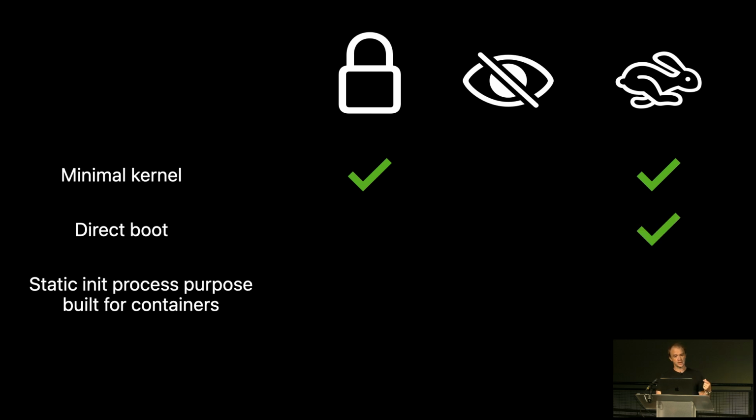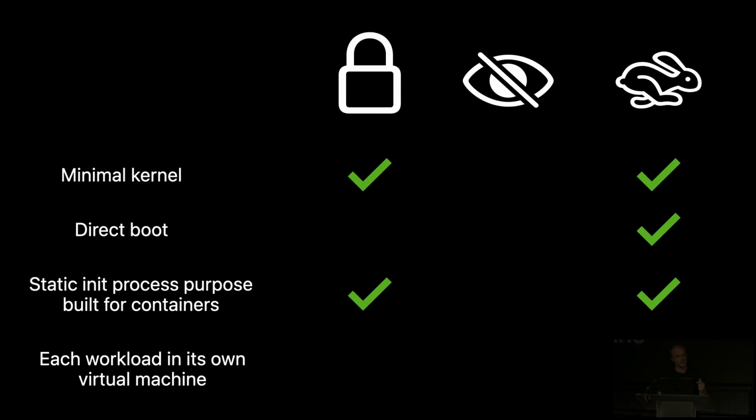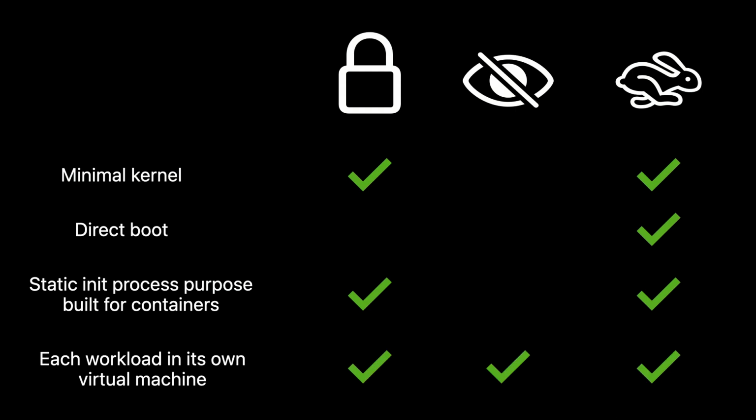So if I step back and talk about my security, privacy, and performance focus, with a minimal kernel, we're getting better security and better boot time. With direct boot, we're getting faster boot time. With a static, purpose-built init process, I would say that we're getting better performance for boot as well as security. And with each workload being inside its own virtual machine, I think we can say that we get all three.